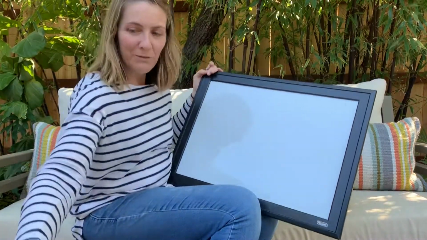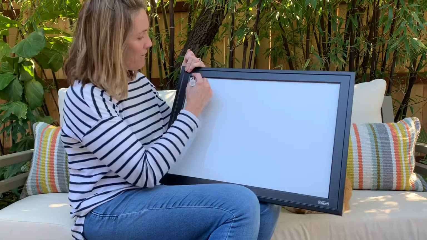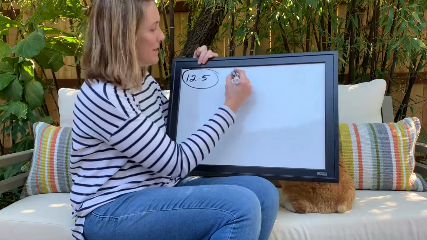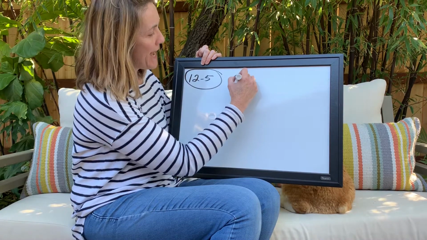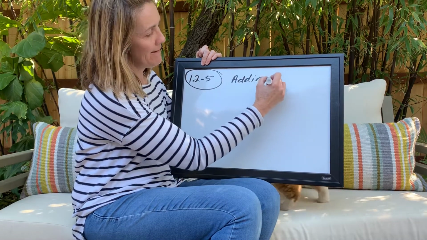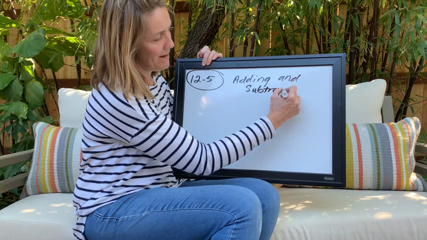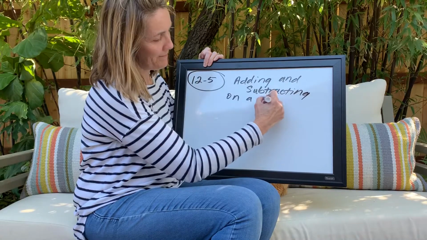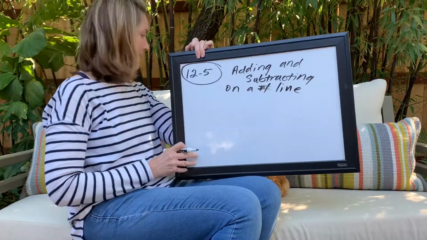Oh, so we are here today to do lesson 12.5. I usually do my bubble, but I've erased it. 12.5 is adding and subtracting on a number line. I'm going to do pound sign so it's faster. I usually have this written out, but I didn't.